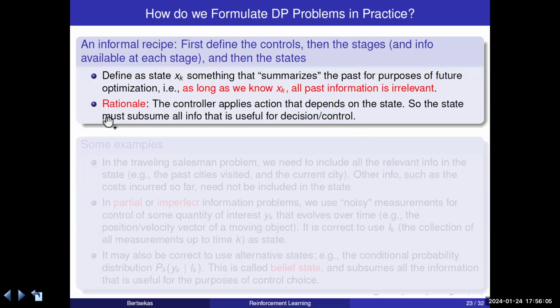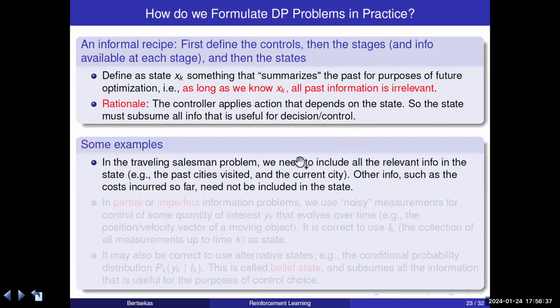And the rationale is that the controller applies an action that depends on the state. So the state must subsume all the information that's helpful for decision and control. And so that's the way you look into problems. On the other hand, subsuming all information that's useful to control can be done in many different ways. You can encode the information that's important for control in many different ways. So let me give you some examples.